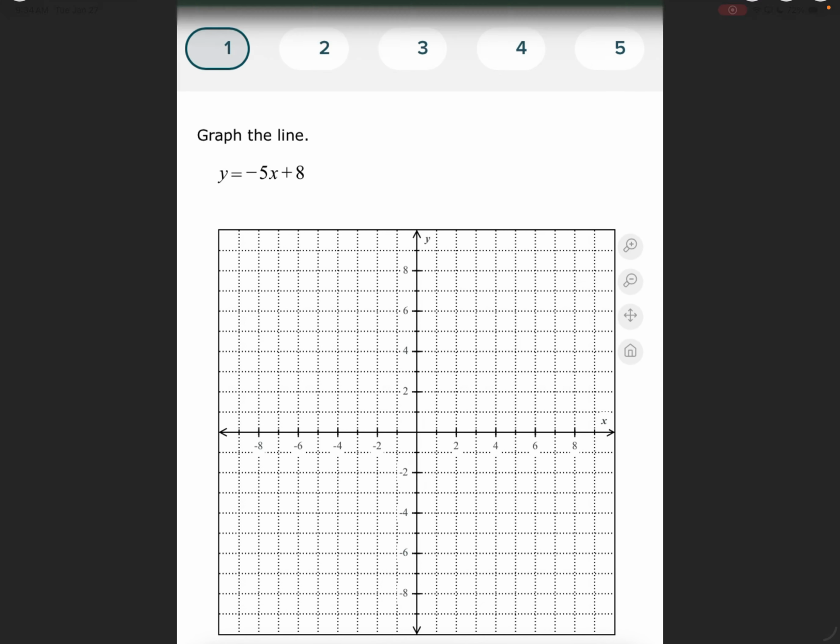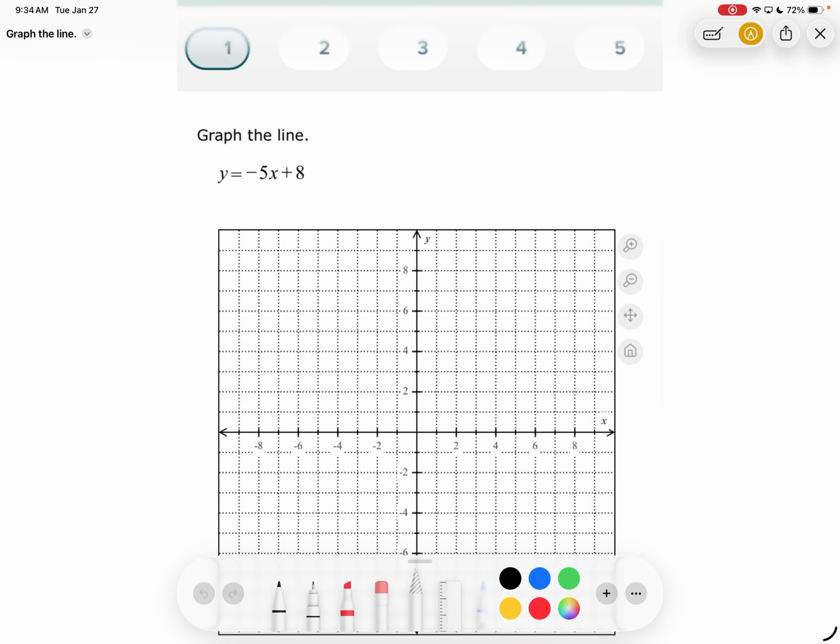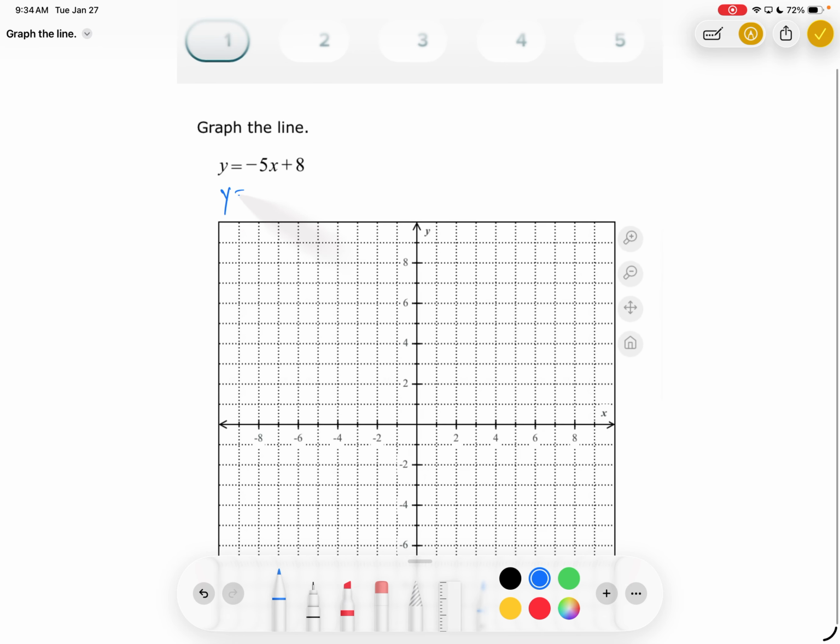So the first one is graphing. It starts pretty easy and then gets a little harder, I guess. The first one's graphing. It's already in y equals mx plus b. So you just have to find your slope and your y-intercept.